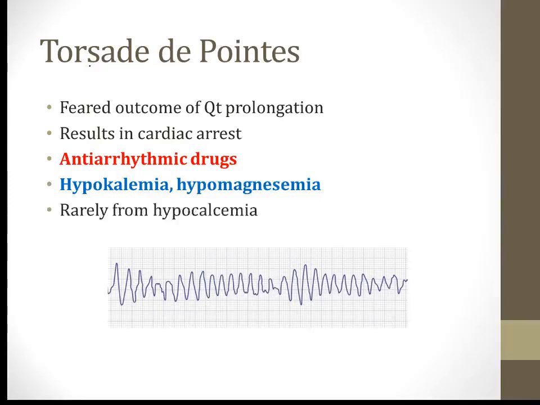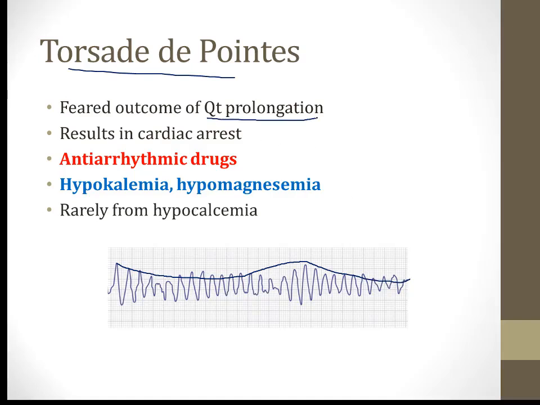There is a special form of ventricular tachycardia called torsade de pointes. This word means twisting of the points, and it's a form of ventricular arrhythmia that occurs with the QRS complexes getting smaller and then larger and then smaller again. And this is the feared outcome of QT prolongation.